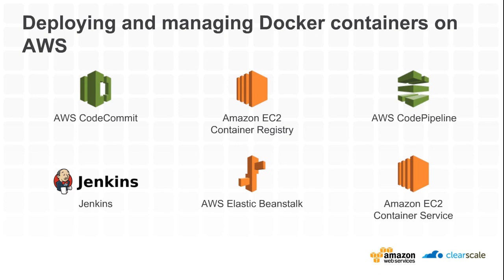And so, deploying and managing Docker containers on AWS, AWS has really simplified this, right? So we look at where's our code, whether it's CodeCommit, GitHub, something of that nature, and then where are we going to store these Docker images, whether it's Docker Hub or EC2 Container Registry, and then how are we going to orchestrate this process. So we look to CodePipeline, or a lot of people are familiar with Jenkins. And then the simplest way to actually manage the containers, Elastic Beanstalk and EC2 Container Service.